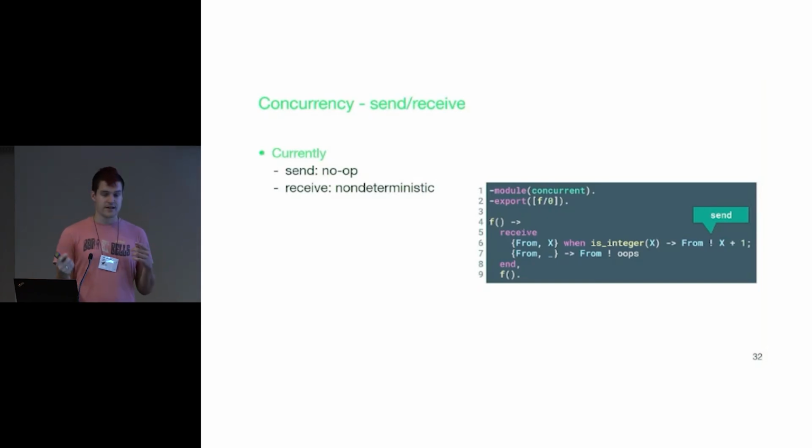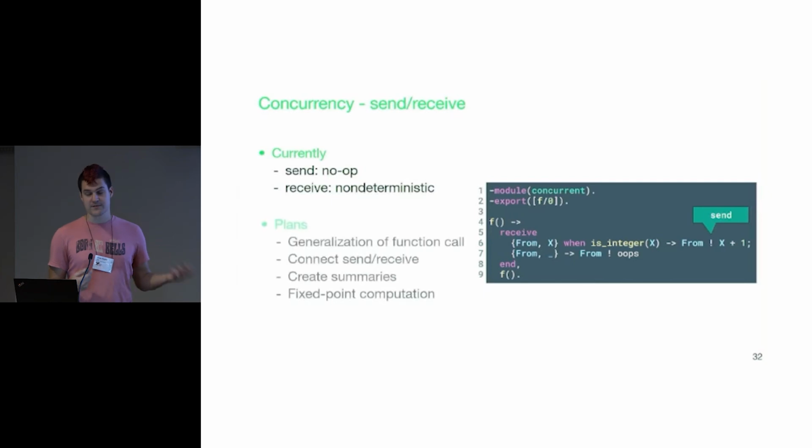And again, if there are multiple processes sending messages back and forth, then you might again need to do a fixed point computation, similarly as if they were mutually recursive function calls.